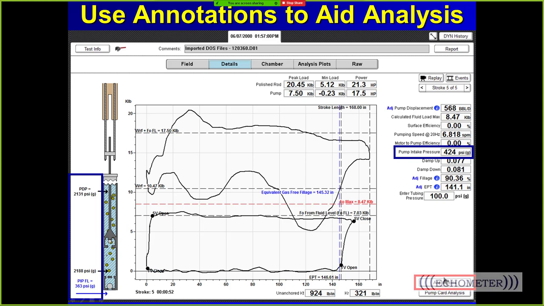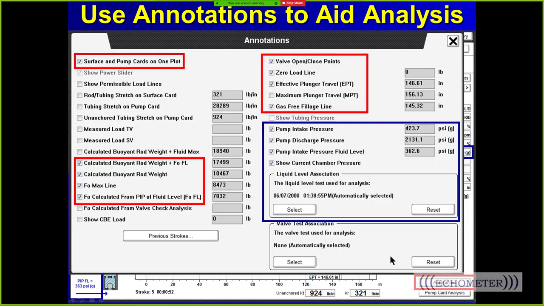And then over here on the right hand side is the annotation button that will bring up these reference load lines. When I click on that button, this screen pops up, and there's quite a few reference load lines. TAM has the option that allows you to select the fluid level that goes along with the dynamometer data, so that you can use the pump intake pressure in some of these calculations. We'll discuss the calculations and how pump intake pressure impacts them.